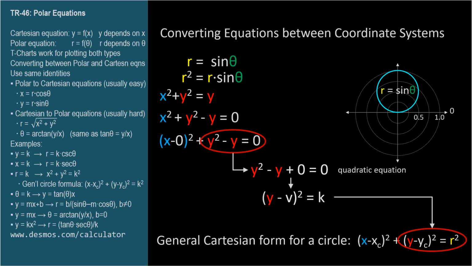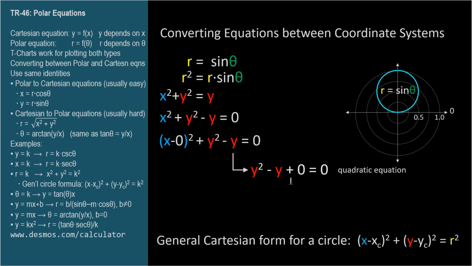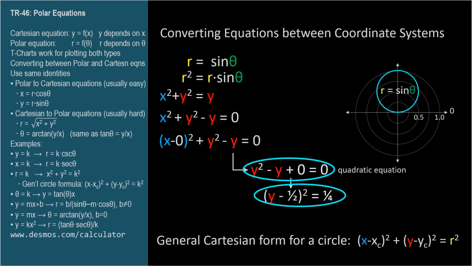From algebra, you may remember a technique for solving quadratic equations called completing the square. I'm not going to go over the technique in detail since it should be a review, but I've linked to a good video in the description. So when we complete the square, the quadratic equation y squared minus y plus 0 equals 0 can be expressed as the equivalent equation y minus 1/2 squared equals 1/4. Same equation, but in a different format, the format that matches the general equation of a circle.